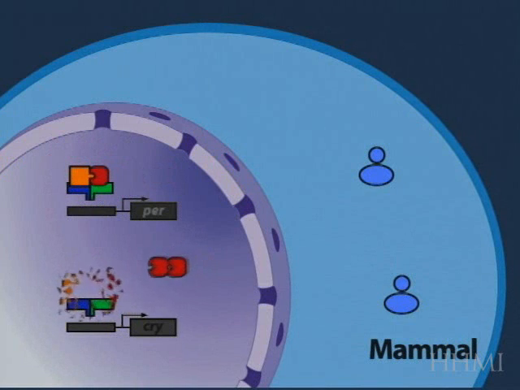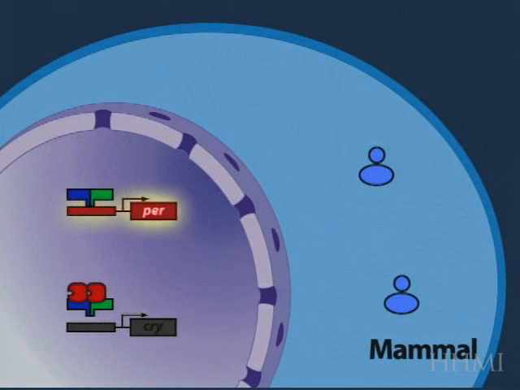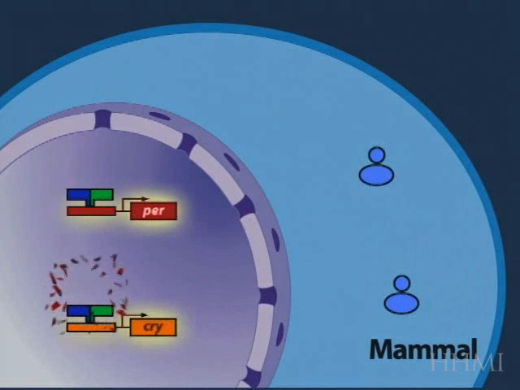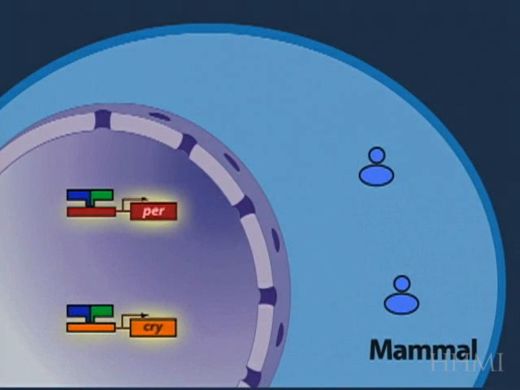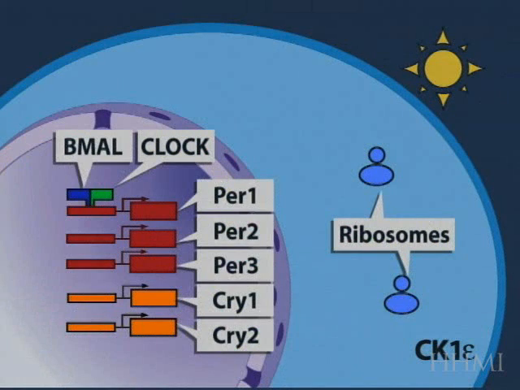Then as time progresses, these negative factors, PER and cryptochrome, turn over and are degraded. And then the inhibition is relieved, the activation begins, and the start of the cycle begins again. So in the next animation, we're just going to add casein kinase 1 here as a new member of this clock gene family.